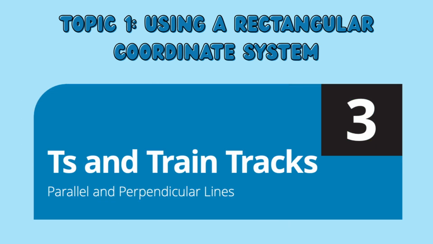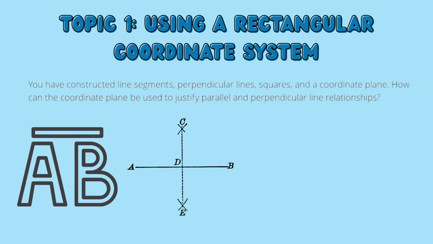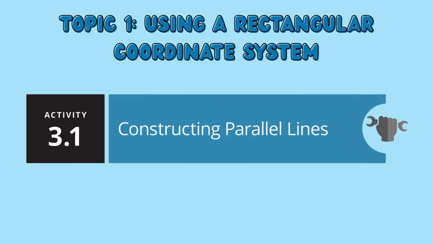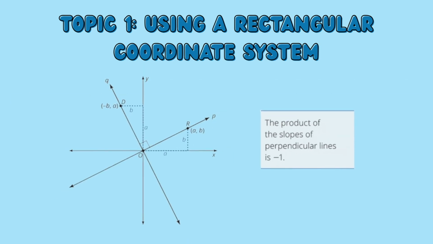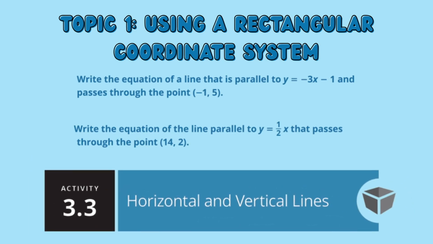Lesson 3, T's and train tracks, parallel and perpendicular lines. Now that students have constructed line segments, perpendicular lines, squares, and a coordinate plane, we're going to look at how we construct parallel lines, identify and write the equations of lines perpendicular to given lines, and finally, identify and write the equations of parallel lines, including horizontal and vertical lines.